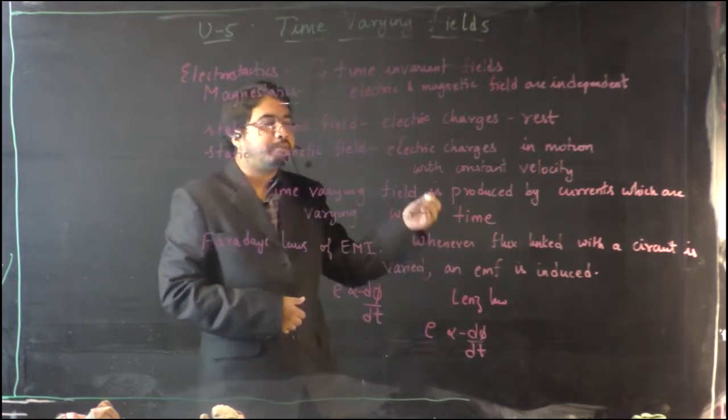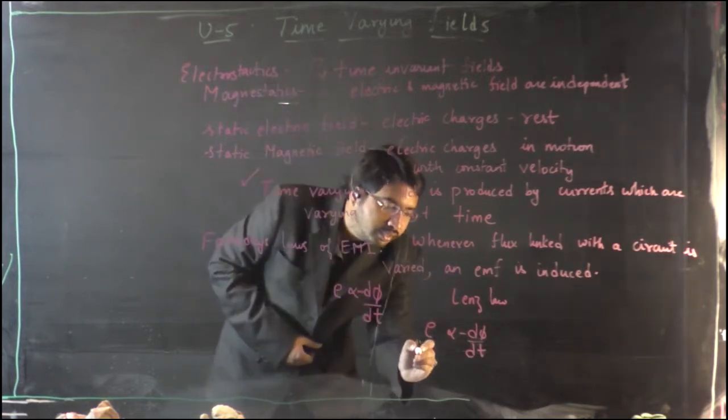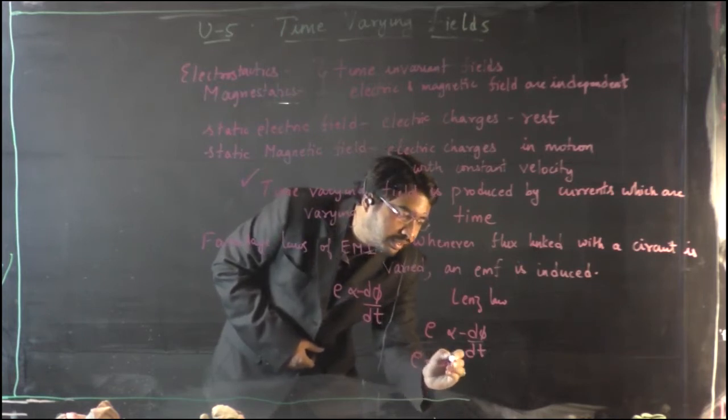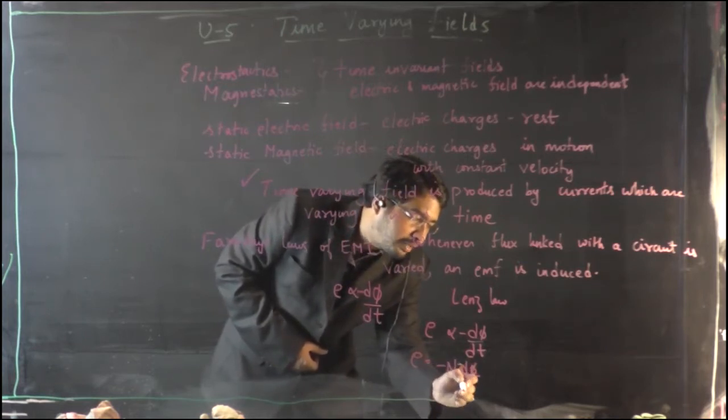Suppose there are n number of turns in that circuit, then we can take E equal to minus n d phi by dt.